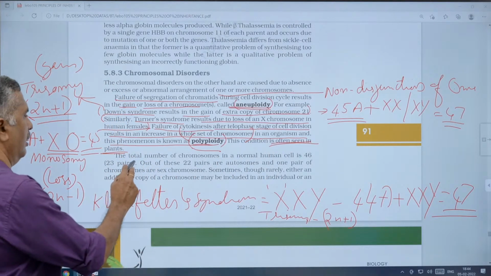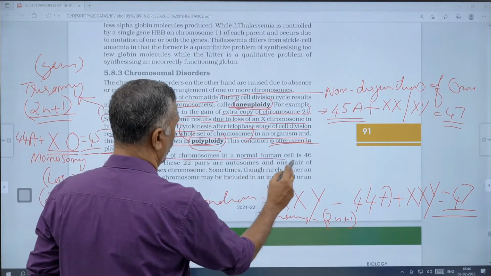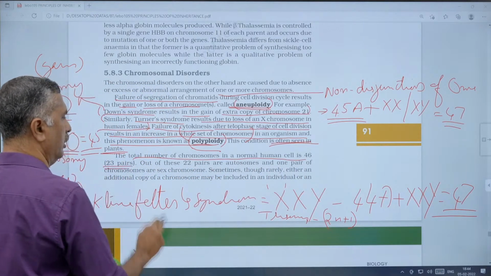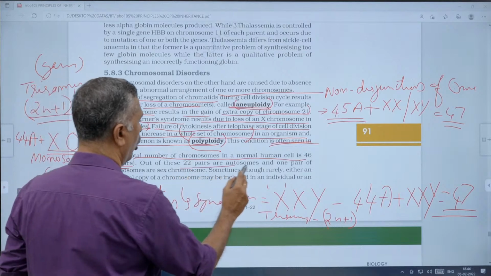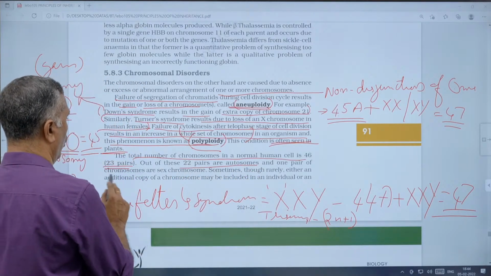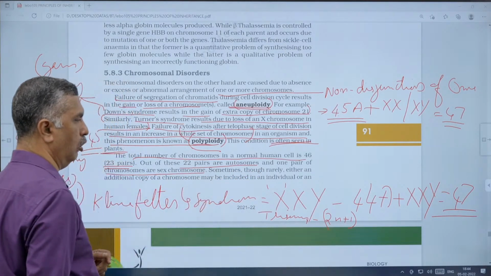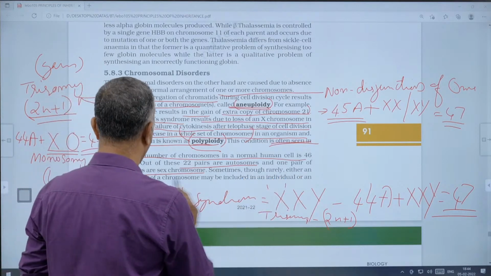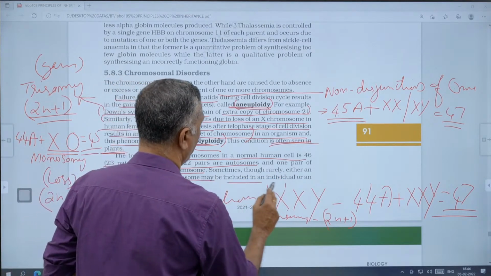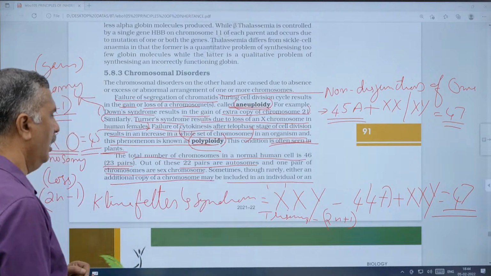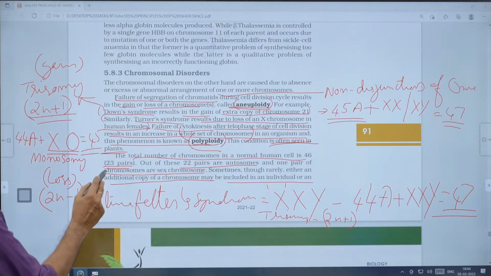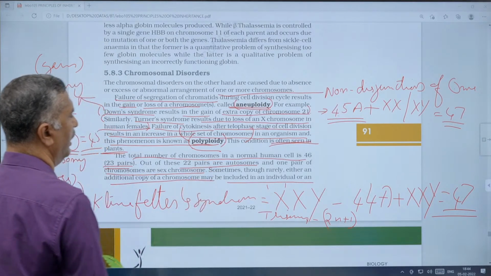Okay, next. The total number of chromosomes in a normal human cell is 46. That is 23 pairs. We know that 22 of these pairs are autosomes. Only one pair of the chromosomes will be the sex chromosome. Sometimes, though rarely, an additional copy of a chromosome may be included in an individual.